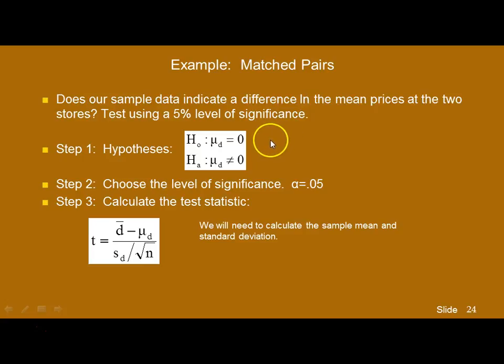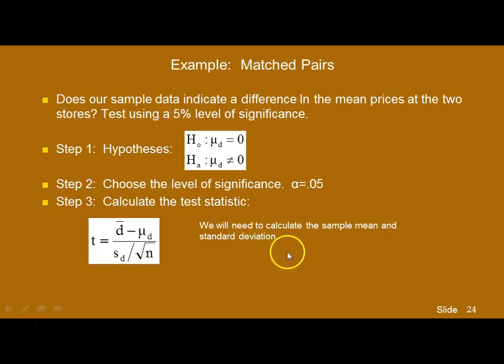Is mu d 0, which would mean the two means are the same, or is mu d not 0, which would mean the two means are not the same? We choose a level of significance, which I'm going to choose here to be 0.05 or 5%.